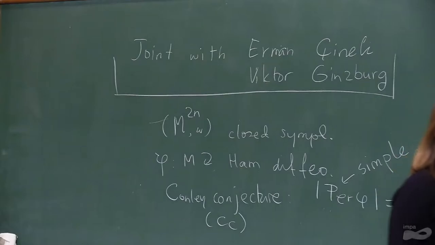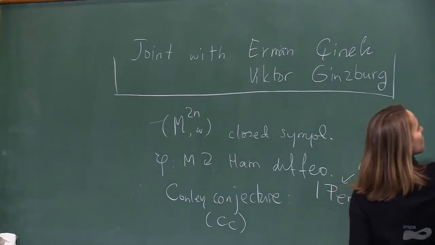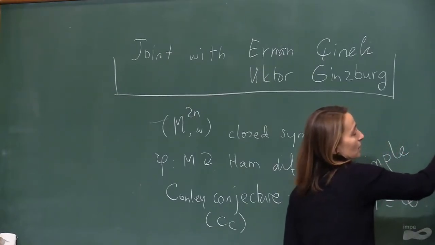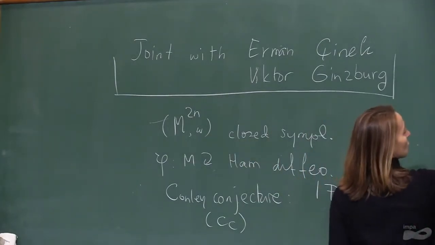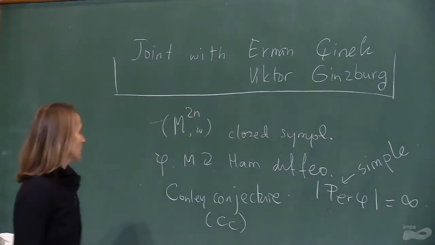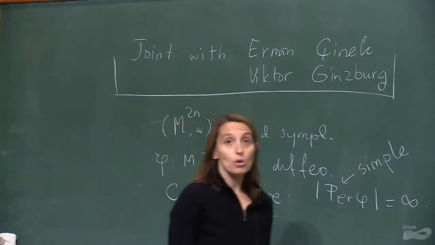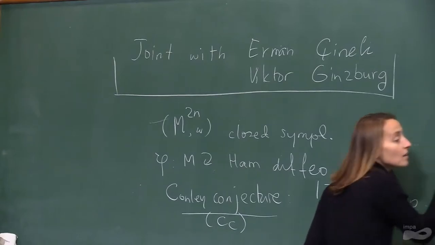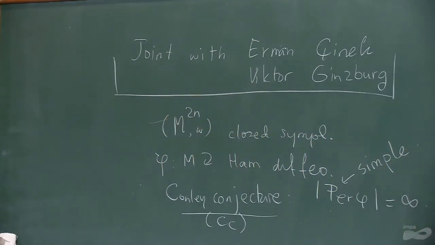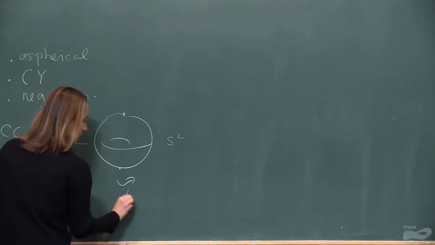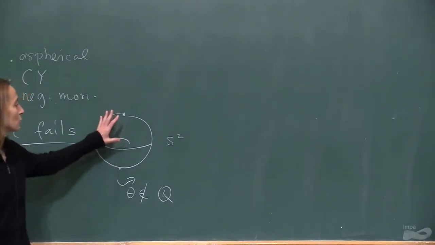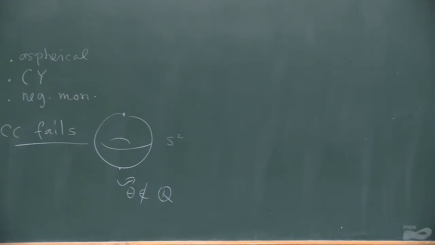Now, this conjecture holds for the majority of symplectic manifolds. We know that it holds for symplectically aspherical manifolds through works of various people. And then we know that it holds in the symplectic Calabi-Yau case. It holds for negative monotone symplectic manifolds. At the same time, we know that it fails miserably in very simple situations. Our favorite example is an irrational rotation of the sphere, here is our S2, by an irrational angle. We know that this map has two periodic orbits. These are also the fixed points, and it doesn't have any other periodic orbits.